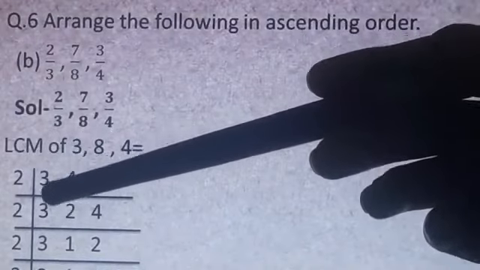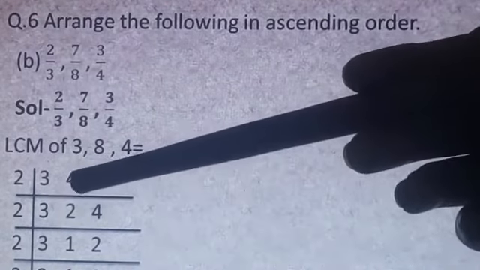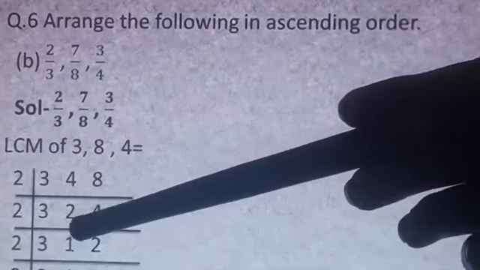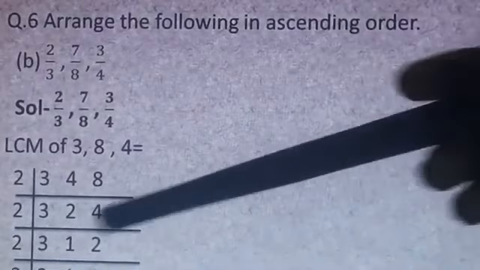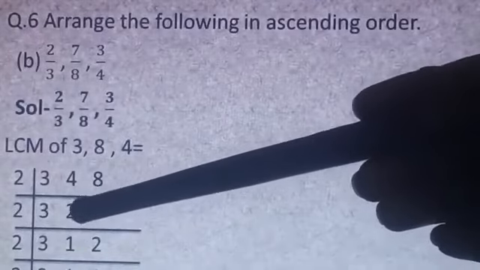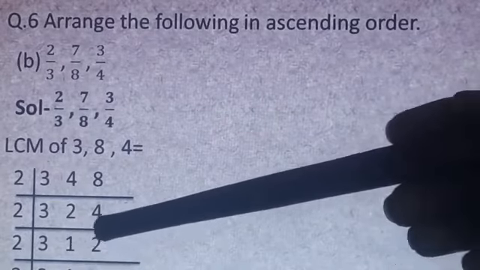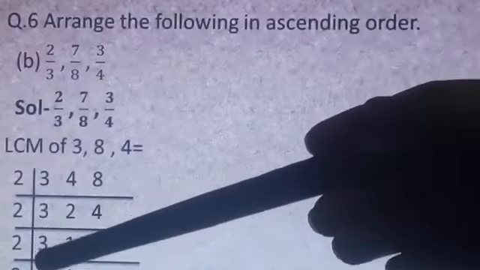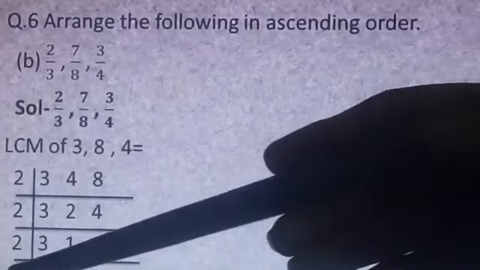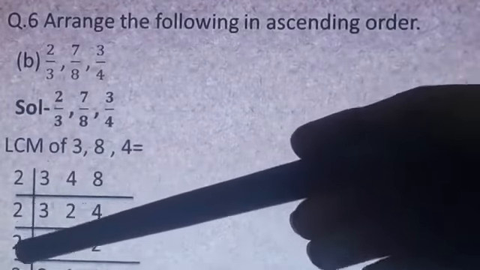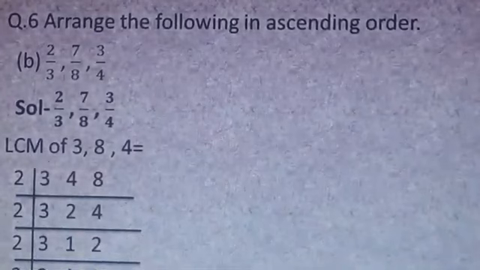With 2, 3 is not divisible by 2, so it will be written 3 only. 2 2s are 4, 2 4s are 8. Then again with 2, 3 will be written 3 only. 2 1s are 2, 2 2s are 4. Again with 2, 3 will be written 3 only because it is not completely divisible by 2. 2 1s are 2. And the last number left is 3, so we will take the next prime number, that is 3. 3 1s are 3, 1 and 1. So LCM is 2 into 2 into 2 into 3. 2 2s are 4, 4 2s are 8, 8 3s are 24.